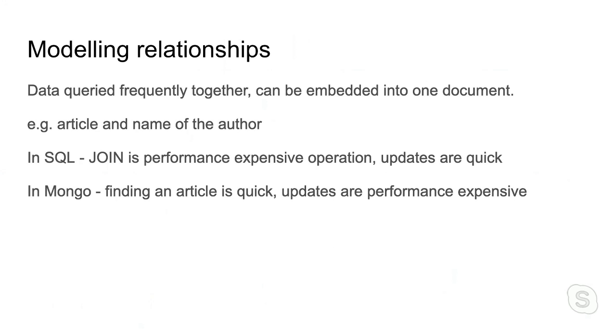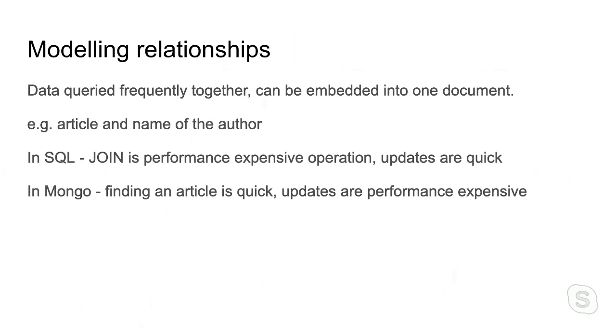When you have some blog, you've got articles, and in a SQL database you will have one table where you've got the information about the article, the text, and there will probably be some author ID, and in another table there will be the ID of the author and the name of the author. So in SQL, to show the detail of the article and show the name of the author, you have to make a join, which is quite a performance expensive operation. But if the user changes its name, it's just a really quick operation, just change the name in one table.